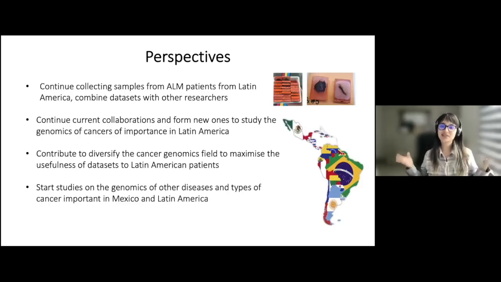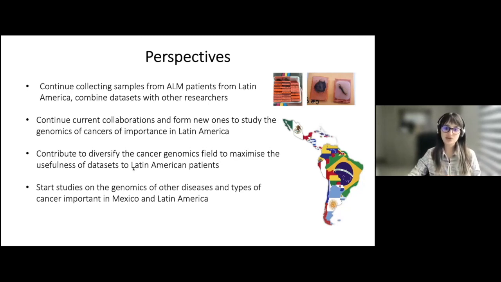It's important to keep fostering work and relationships within countries in Latin America, as this conference is aiming to do, and I'm very interested in that work. So we want to continue on that line. We want to continue collecting samples from patients in Latin America. We want to combine datasets with other researchers if there are such. We want to form new collaborations to study not only this type of cancer, but also expand to the genomics of cancers that are important in Latin America.